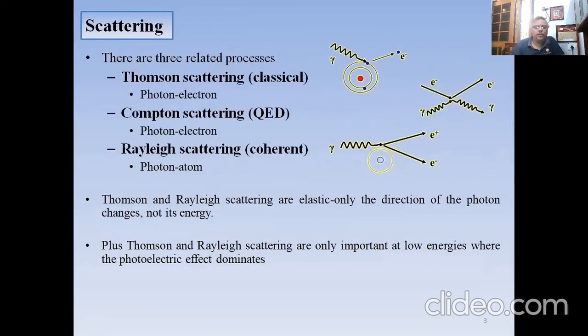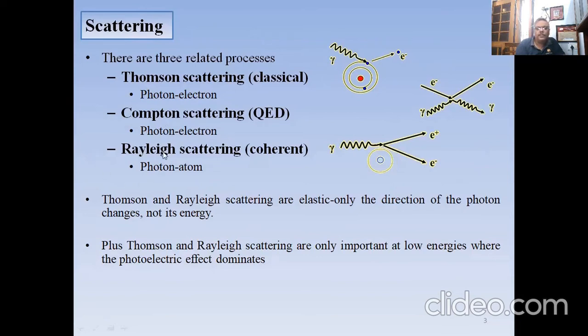So broadly, we have to study these three kinds of scattering. The first one is Thomson scattering, which is a classical concept. Classical treatment is involved in it, and it is the scattering of a photon by an electron. You can see in this diagram, a photon is coming and is scattered by the electron. The second is the Compton scattering, which needs a quantum electrodynamical explanation, and it is also a photon and electron interaction phenomenon.